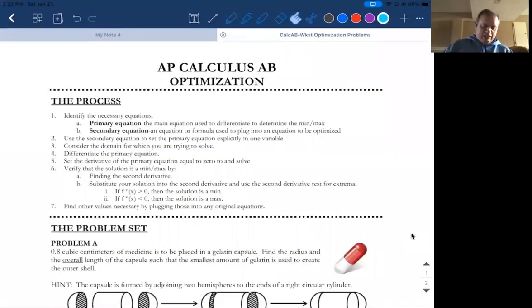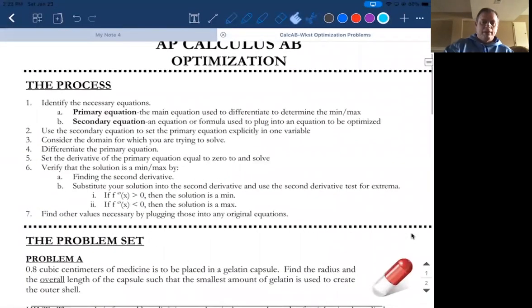And so you have a sheet, and with that sheet, at the very top of it is a list of items that we need to ensure that we do when we do problems dealing with optimization. I'd like to go through those with you a little bit, and then we're going to go ahead and do a problem as well. Now there's 4 problems at the bottom there, and in this video, we're going to tackle one, and that is problem A.